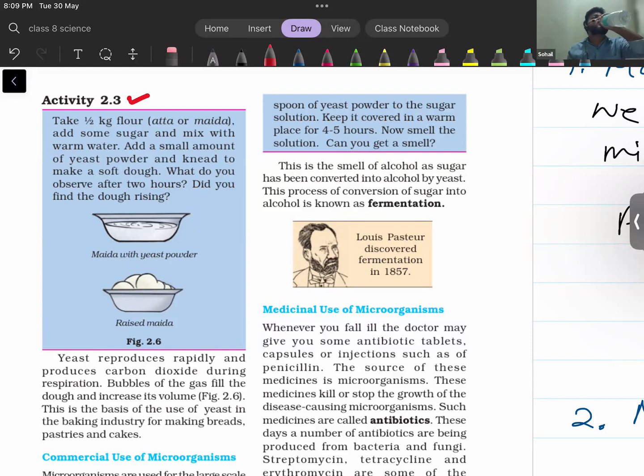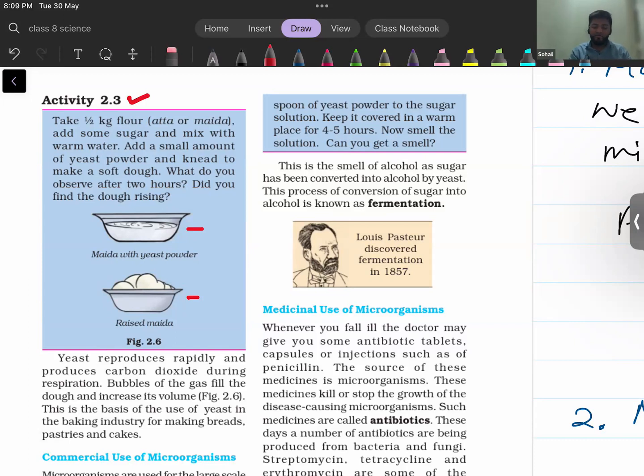What do you observe after some hours? Did you find the dough rising? Yes, sir. So what is happening here? You will see the dough is rising. It starts to rise after some time. See the two figures here. In the second figure, the dough has risen above the level of the bowl.